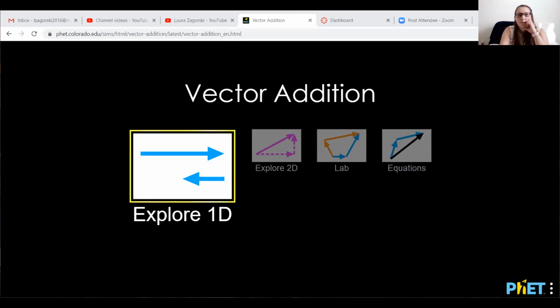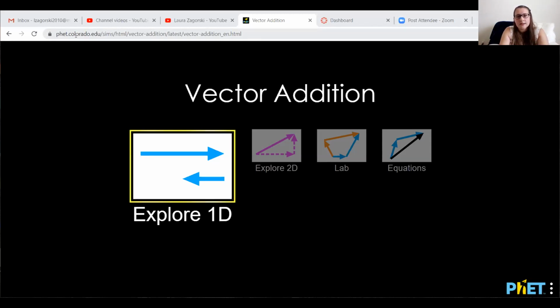So this is where that link will take you. And for future reference, phet.colorado.edu has a ton of really great simulations, things like collisions and momentum and all that stuff. If you ever have questions about how to visualize certain things, this is a great resource for you.